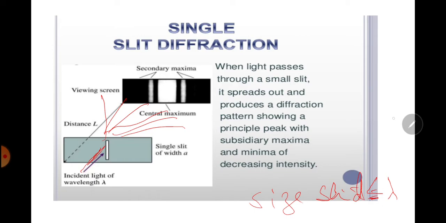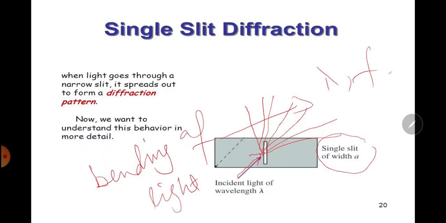a principal peak with subsidiary maxima and minima. Here the light intensity will be maximum. If you go in this direction, the light intensity decreases. If you go in this direction, the light intensity decreases. Single slit experiment. When light goes through a narrow slit, it spreads out to form a diffraction pattern. Now we want to understand the behavior.